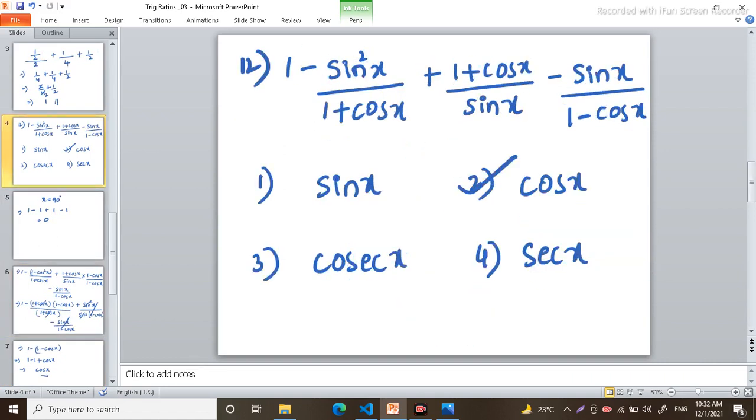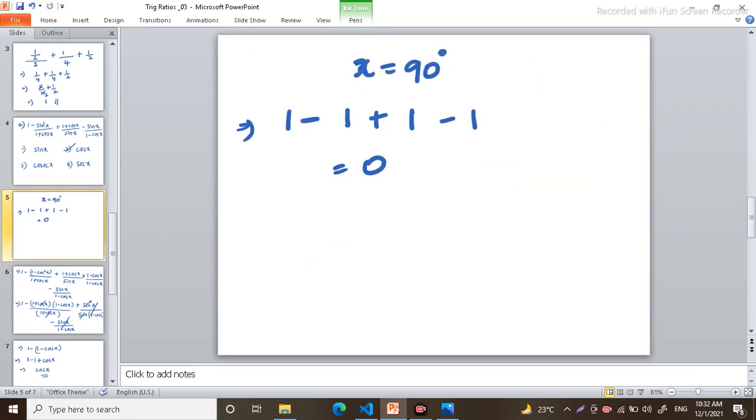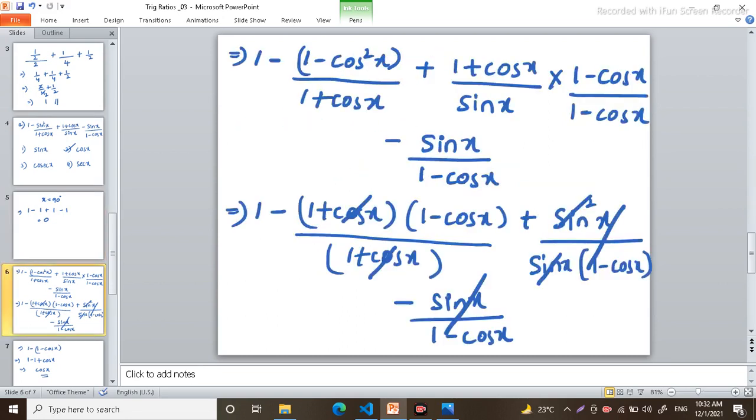This is the question. 1 minus sin square x divided by 1 plus cos x plus 1 plus cos x divided by sin x minus sin x divided by 1 minus cos x. First I showed you the substitution method. Second I am showing you another method. You can do this also. What I did, I wrote 1 minus sin square x as 1 minus cos square x divided by 1 plus cos x plus 1 plus cos x as it is divided by sin x, into which I multiplied 1 minus cos x divided by 1 minus cos x. Why did I do this? Because of the cancellation. So minus sin x divided by 1 minus cos x.